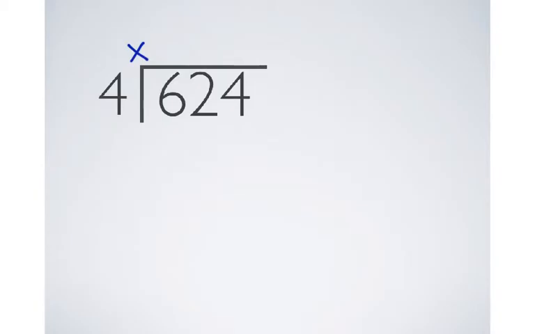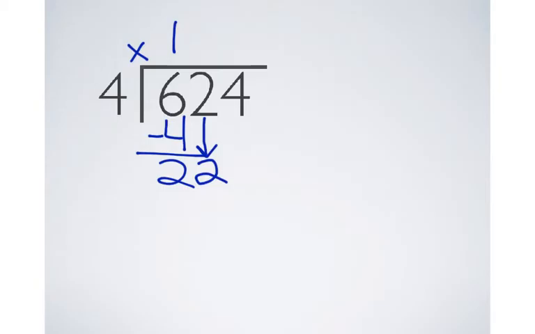And so that's why I put the multiplication symbol there. So 4 times what number gets me close to 6? Well, that number is 1, and I place that number right above the 6. So now I multiply. 4 times 1 is 4. I subtract, leaving me with 2. Now the next step in the traditional method is to bring down the very next number in the dividend and place it right next to your last number. So we've got a 22.